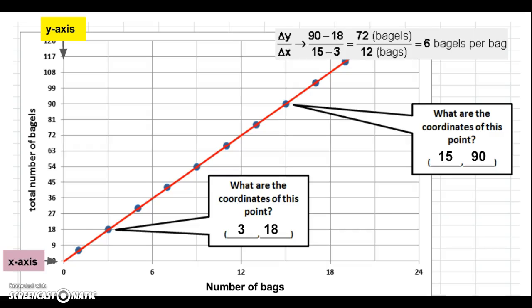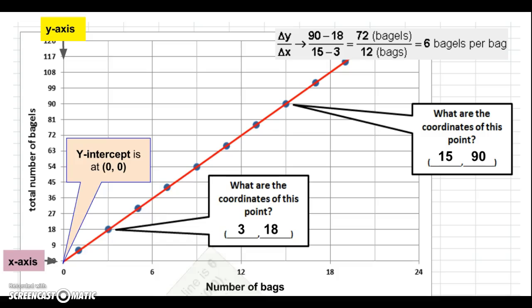Here's a graph from one of our previous videos. You can see here that we're comparing number of bags to total number of bagels in the bag, and we came up with a constant rate of change of 6 bagels per bag, and we know that that is the slope of this line. Now, the y-intercept is located at 0, 0 in this graph, which is also known as the origin. So we have a y-intercept of 0, we have a slope of 6.